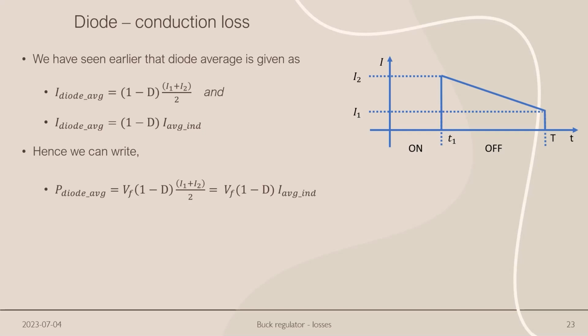We have seen from our earlier videos that diode average current is equal to 1 minus D into I1 plus I2 divided by 2. Average diode current is also equal to 1 minus D into inductor average current. Hence, on substituting this value in the power loss equation, we can write power loss in the diode is given as Vf into 1 minus D into I1 plus I2 divided by 2. This is also equal to Vf into 1 minus D into inductor average current.